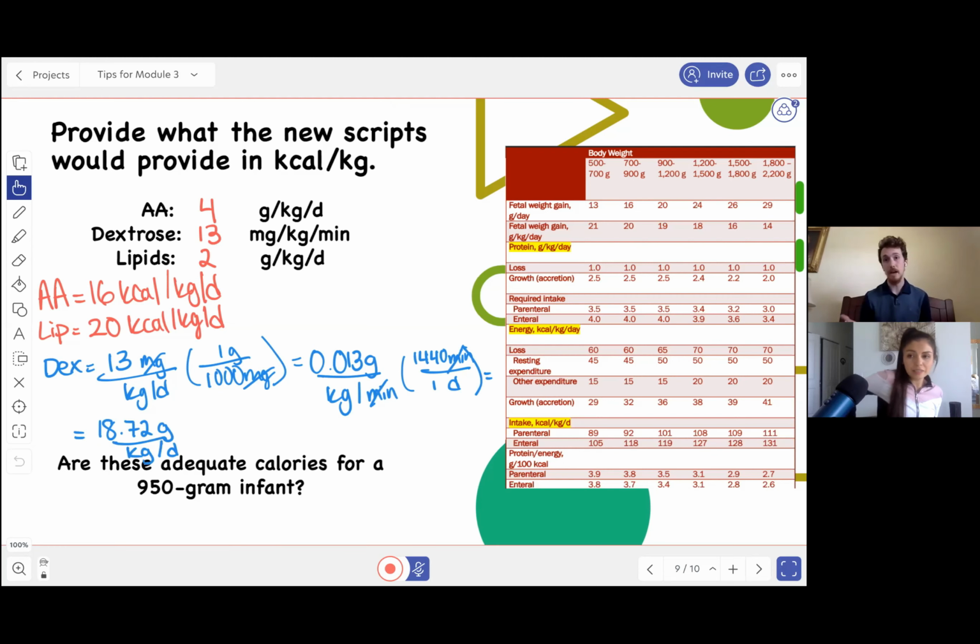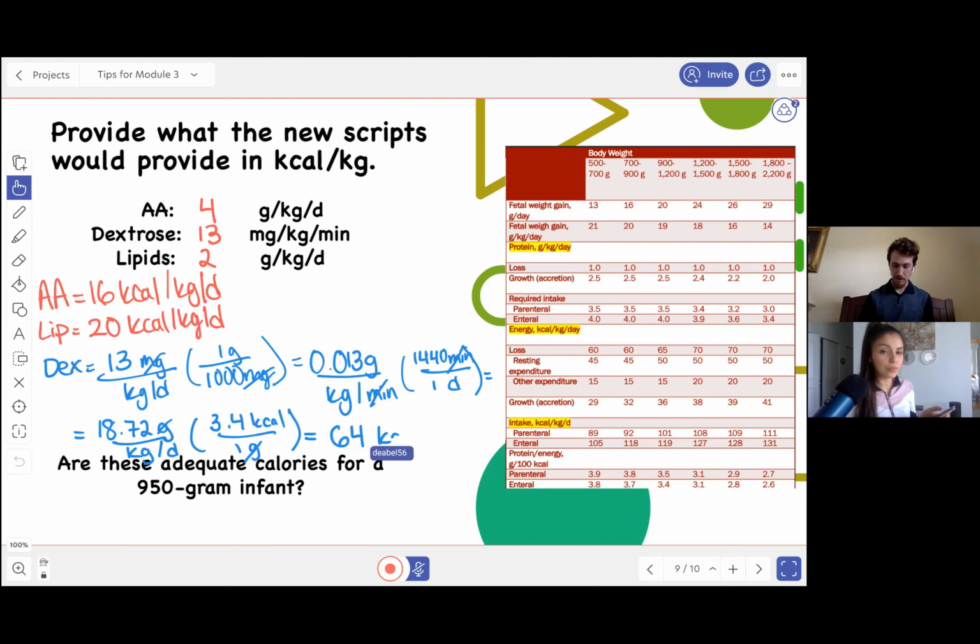Okay, but we're not done. We need to find out the calories, of course. So again, we multiply that by the conversion factor for calories per gram of dextrose, which is 3.4 calories for every 1 gram. Our grams cancel out, and we're left with 63.648, which gives us about 64 calories per kilogram per day of dextrose.